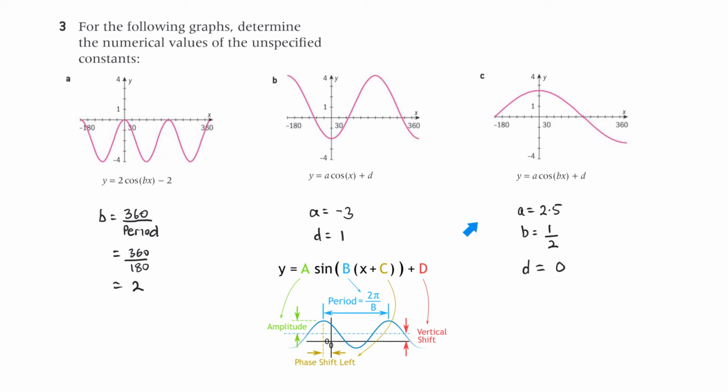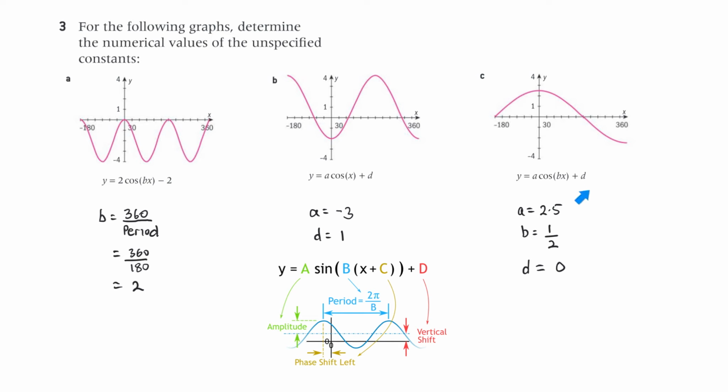Now have a look at C. We have to find A, B, and D. Okay, D's an easy one to find. D's the midpoint between the peaks. So it looks like it's 0. So D is 0. Now, that is 2.5 above 0 and 2.5 below 0. So A is easy, that's 2.5. Now it's cosine, so we don't have to worry about plus or minus. It's plus because that's our regular cosine function.